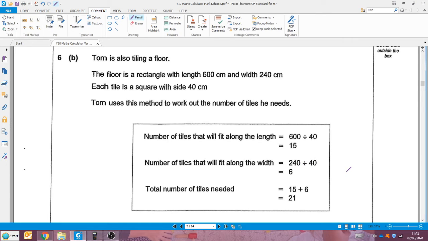And what did the donut do? He added 15 and 6 to make 21 tiles. That's never going to work. 2 rows of 15, we're up to 30 tiles.